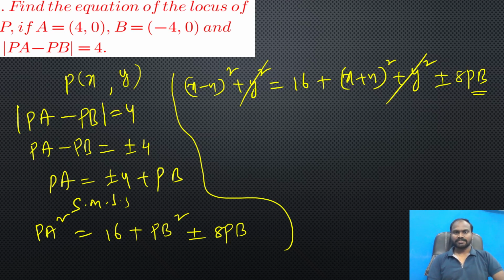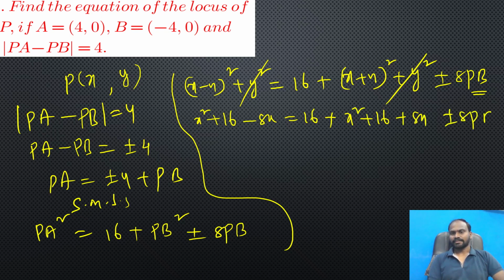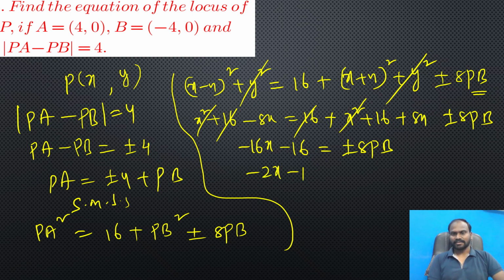What will we get? x square plus 16 minus 8x is equal to 16 plus x square plus 16 plus 8x plus or minus 8 PB. The x square and 16 get cancelled. We'll move everything to the other side. So we'll get minus 16x minus 16 is equal to plus or minus 8 PB. Taking 8 common, you'll have minus 2x minus 1 is equal to plus or minus PB.